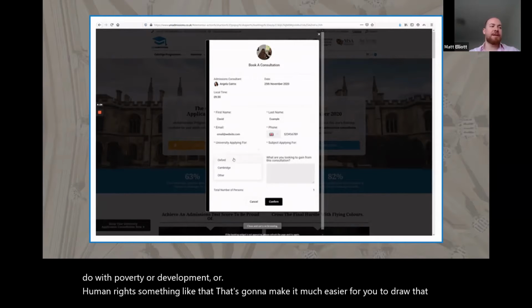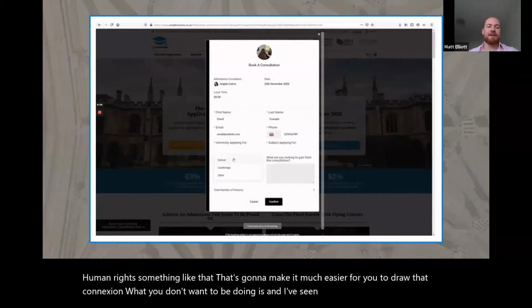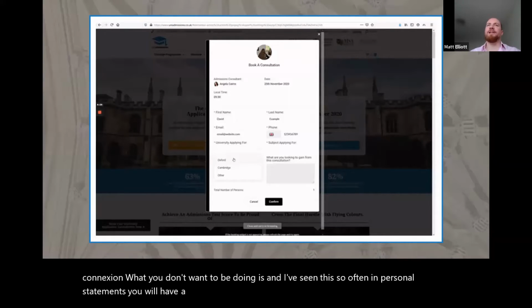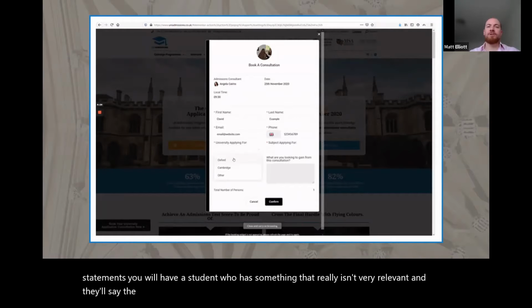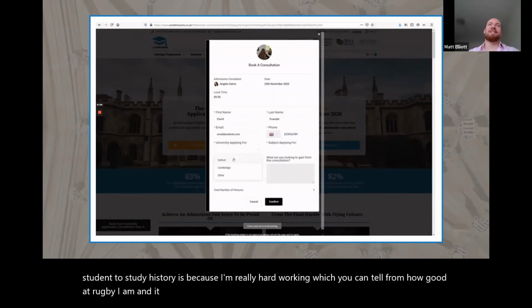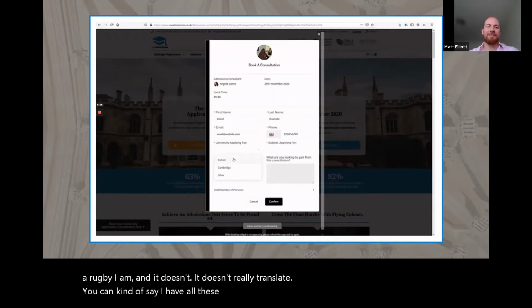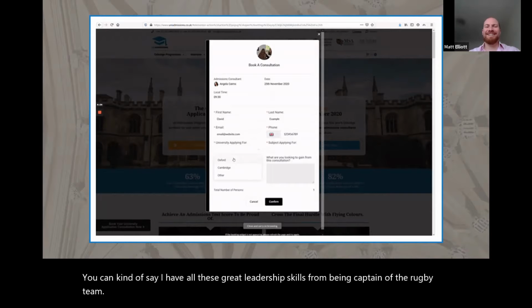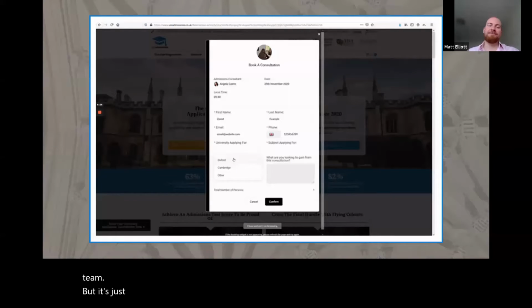What you don't want to be doing is, and I've seen this so often in personal statements, you will have a student who has something that really isn't very relevant, and they'll say, the reason I would be a great student to study history is because I'm really hardworking, which you can tell from how good at rugby I am. And it doesn't really translate. You can kind of say, oh, I have all these great leadership skills from being captain of the rugby team, but it's not very convincing. It's too big a connection you're trying to make.